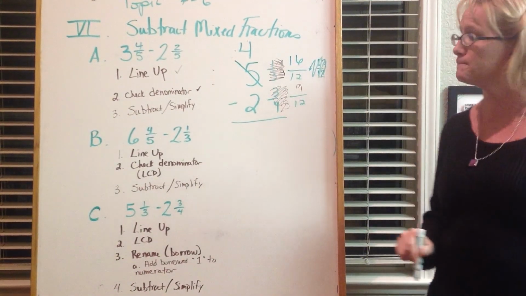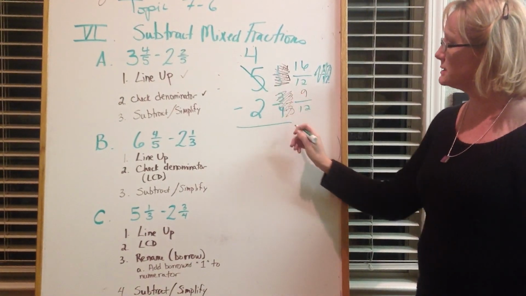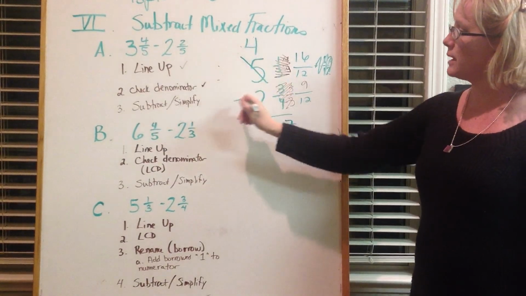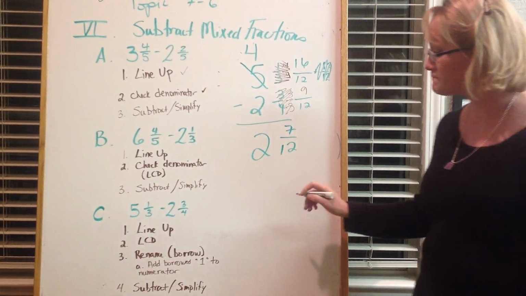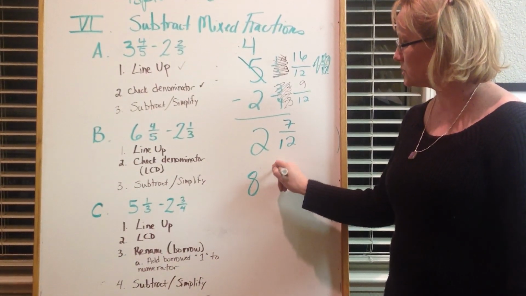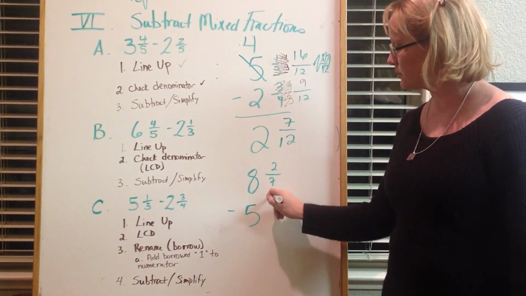I borrowed that. Now I can subtract. 16 minus 9 is 7. I'm going to rewrite my denominator, 12. And 4 minus 2 is 2. We're going to try again one more time. Let's try 8 and 2/7 minus 5 and 3/5.